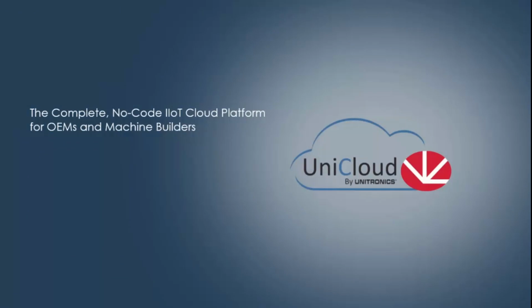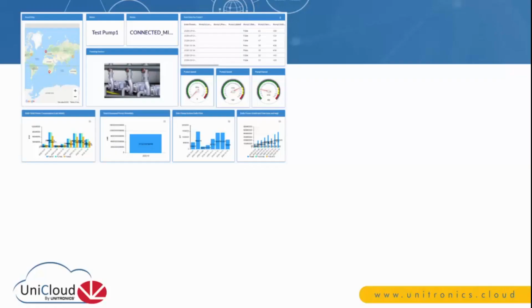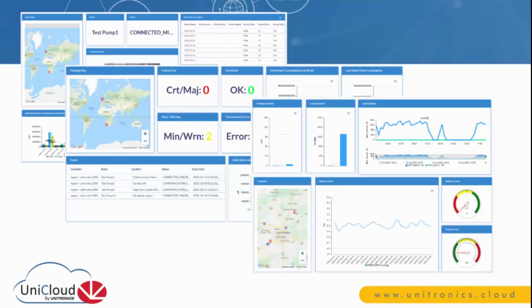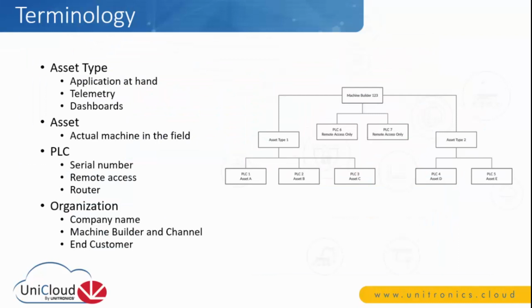UniCloud is the complete no-code IIoT cloud platform for OEMs and machine builders. UniCloud allows you to collect metrics and data to display for users in a format of your choice. I'd like to start with some terminology that will help better understand your UniCloud experience.